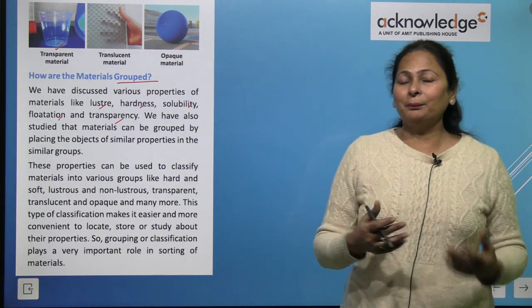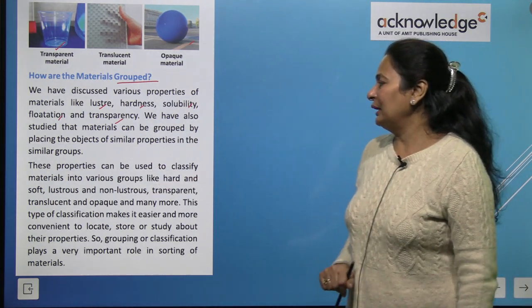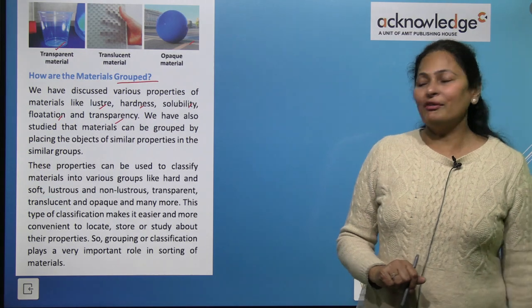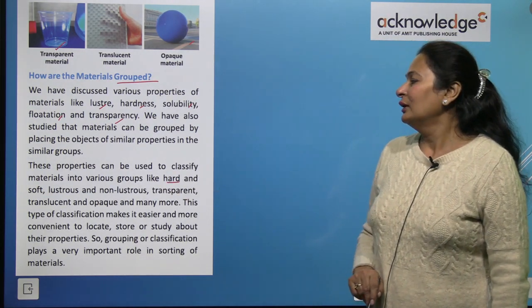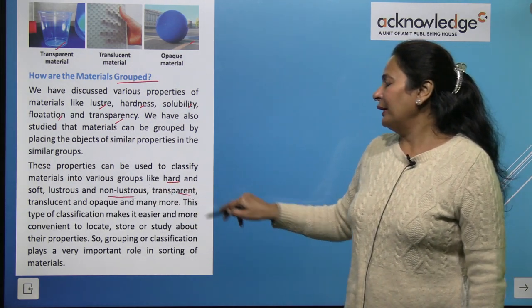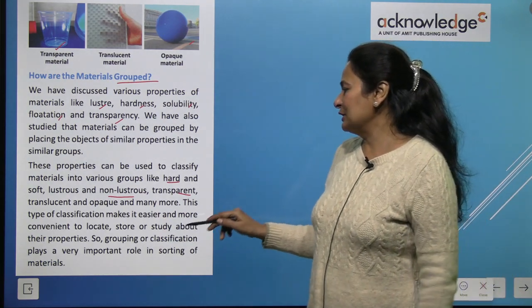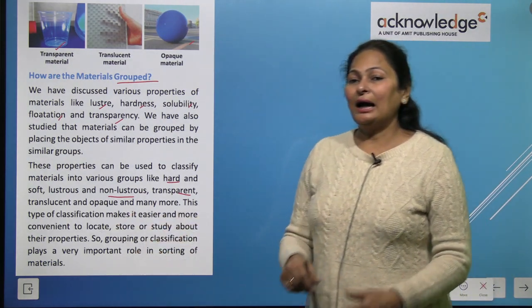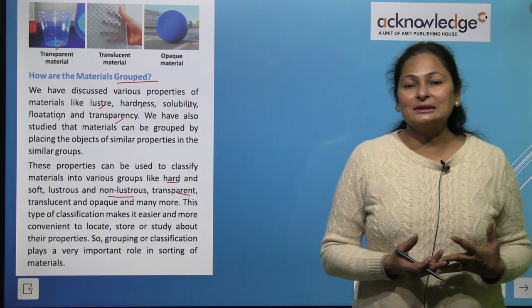We have grouped materials according to their physical properties. These properties can be used to classify materials into various groups like hard and soft, lustrous and non-lustrous, transparent, translucent and opaque, and many more. But the question is, why do we need to group the materials?